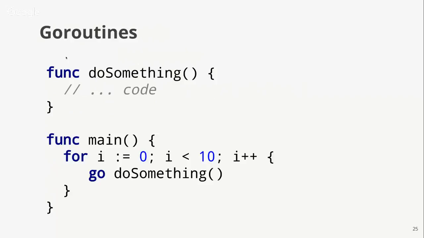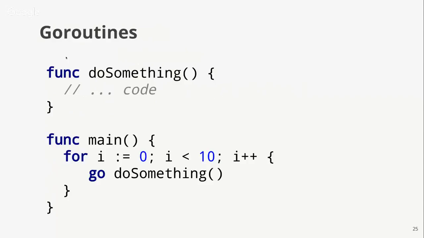In this case, we have doSomething, a function which does some maybe long-running code, and the function main calls doSomething 10 times. The special thing about that is the go keyword before the calling of doSomething. So the only thing you need to do in order to make a goroutine out of a normal function is you prefix it with the go keyword. That's it. So this function will now spawn 10 times concurrently.